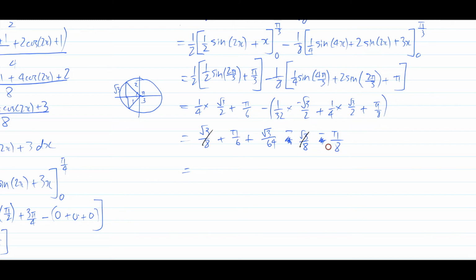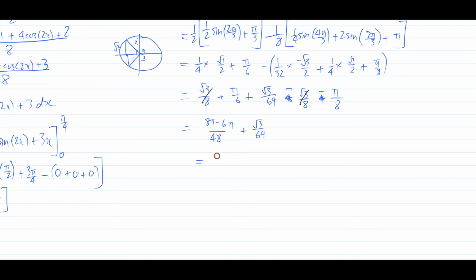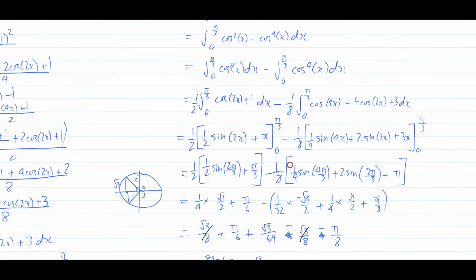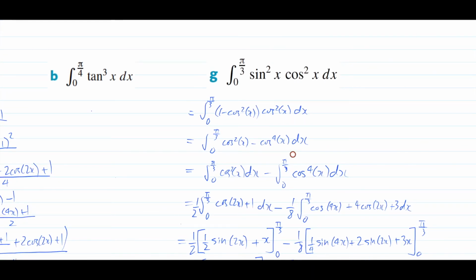Pi on 6 minus pi on 8. What does that give us? Well, common denominator is 48. This is 8 pi, and that's minus 6 pi. And then we have the plus root 3 on 64, and we're almost done. This is 2 pi on 48, which equals pi on 24 plus root 3 on 64. Don't blame me, blame the question. It's meant to be this way. It's quite long, but there we go, guys. This is the answer for G.